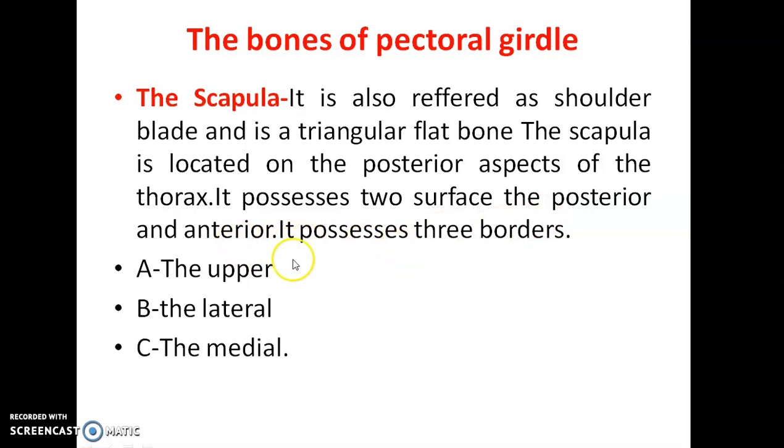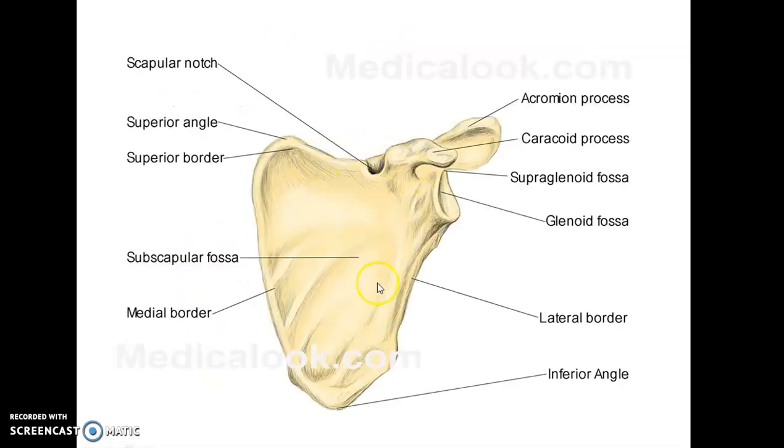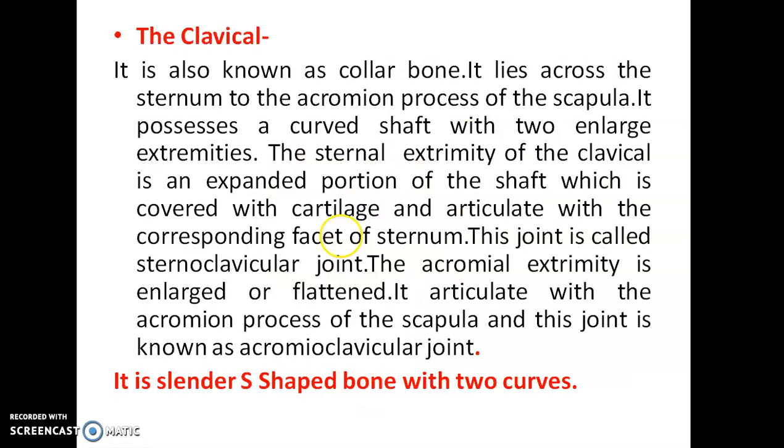It possesses three borders: upper, lateral and medial. Likewise, three borders exist in the scapula. This is the structure of our scapula. If you see this bone, it will be called the scapula.